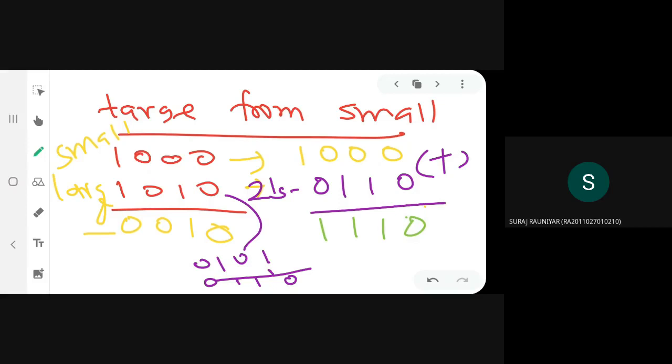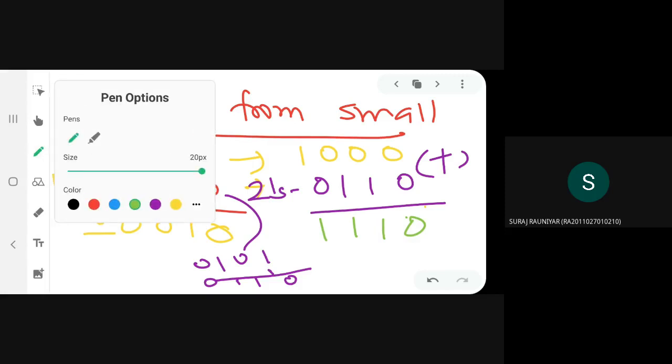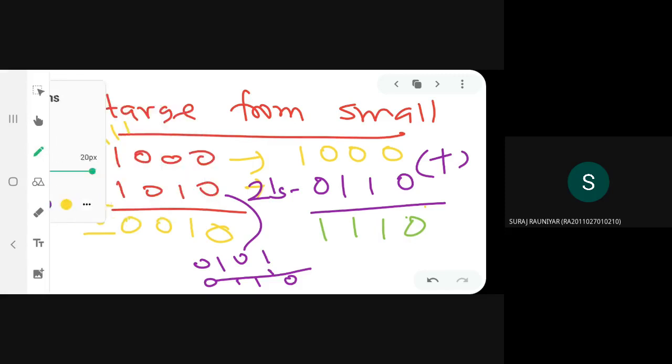Is there any carry or no carry? No carry. But for the previous case, always there will be a carry. But here there is no carry. What you will be trying to do is you take the 2's complement of the answer. So what is the 2's complement of this answer? 2's complement of this is the result.